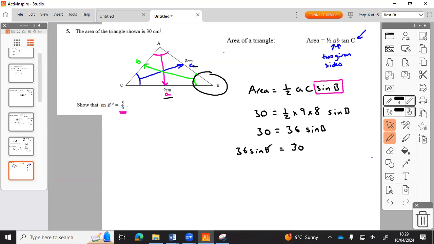And then it's 36 times the sine B term. So I'm taking 36 over to the other side, and I'm leaving sine B on the left hand side. And then I can simplify that down. Both in the 6 times table. 6 goes into 30 5 times, 6 goes into 36 6 times, and I have therefore proved that with the information given in that triangle, sine B equals 5 over 6.